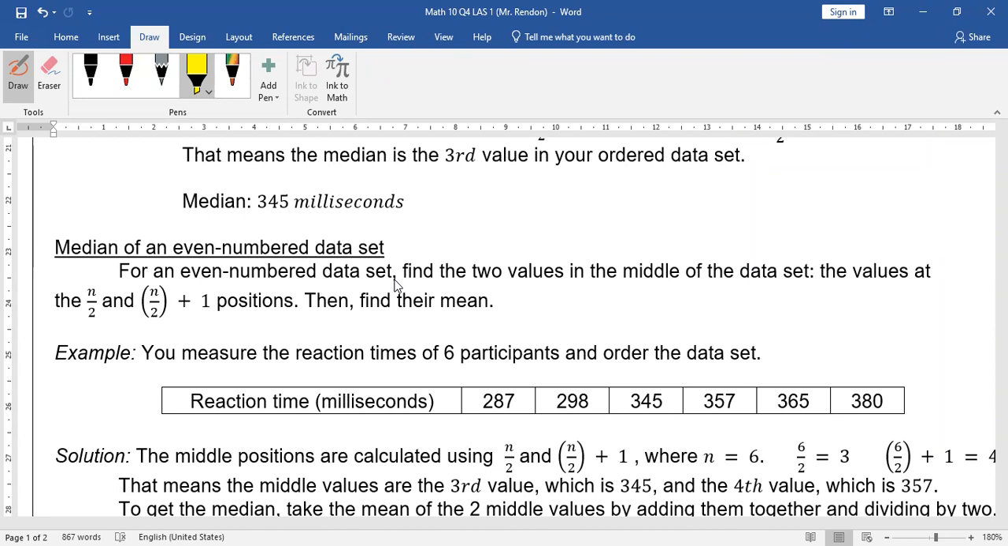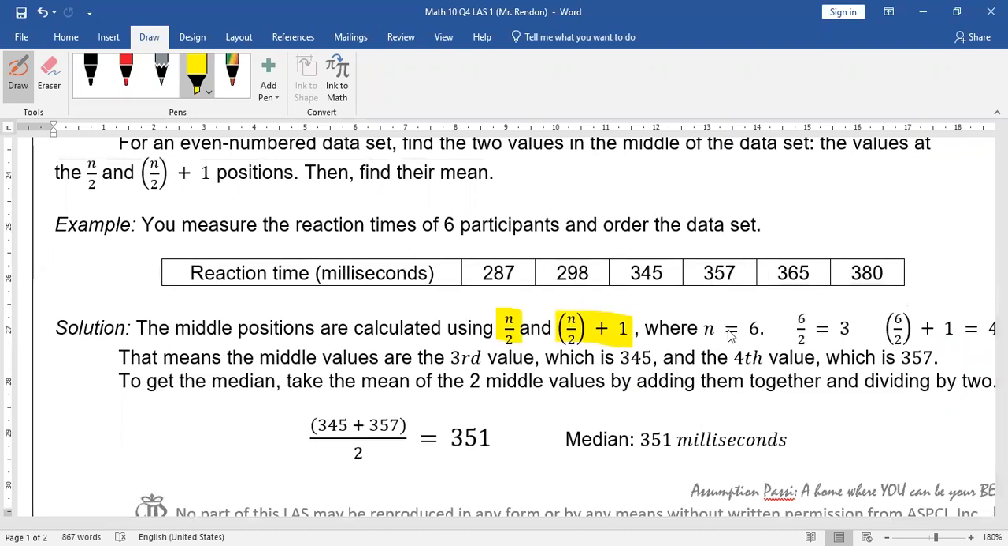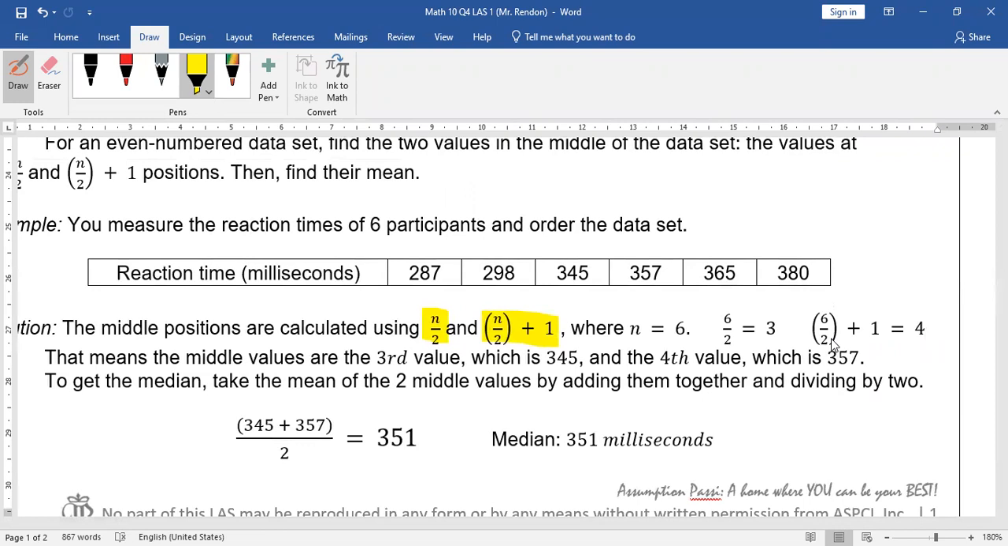Just like in the example, may additional nga data, but they are still arranged from the least up to the greatest: 287, 298, 345, 357, 365, and 380. The middle positions are calculated using these two formulas, n/2 and n/2 plus 1, meaning we are looking for two values. This time, our n is 6, since we have 6 scores. 6 divided by 2 is 3, that's for the first value, and 3 plus 1 is 4. That means the middle values are the third value, which is 345, and the fourth value, which is 357.